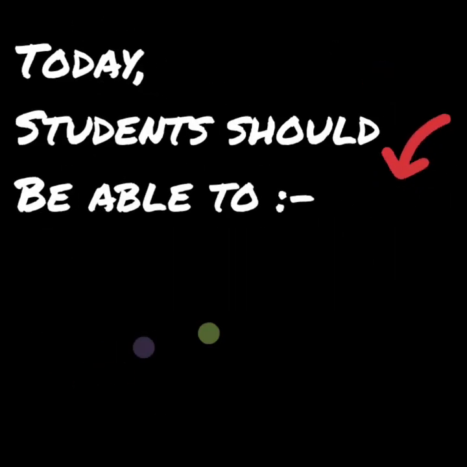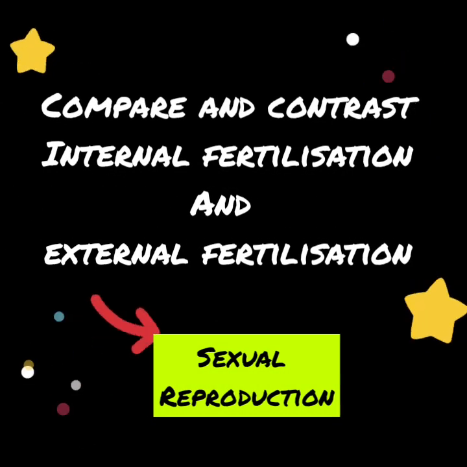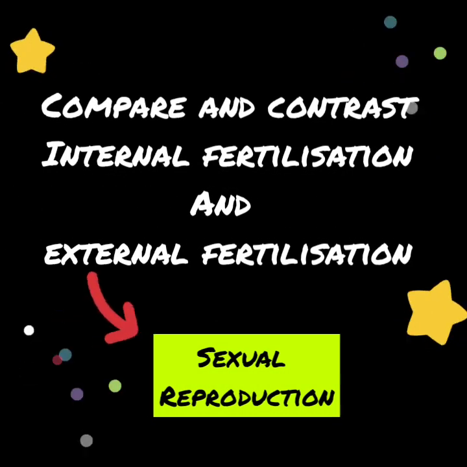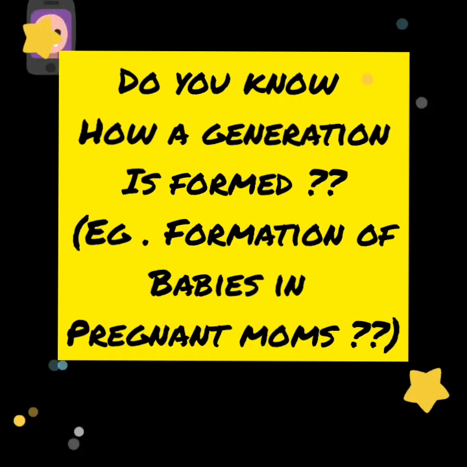So today, students should be able to compare and contrast internal fertilization and external fertilization. So we are discussing sexual reproduction. Do you know how a generation is formed? For example, the formation of babies in a pregnant mom.